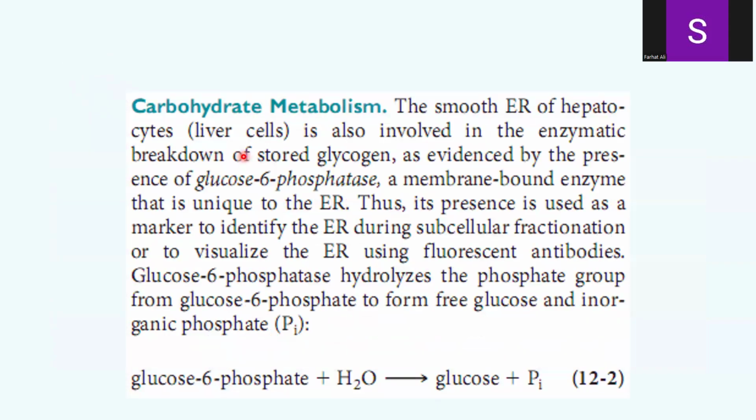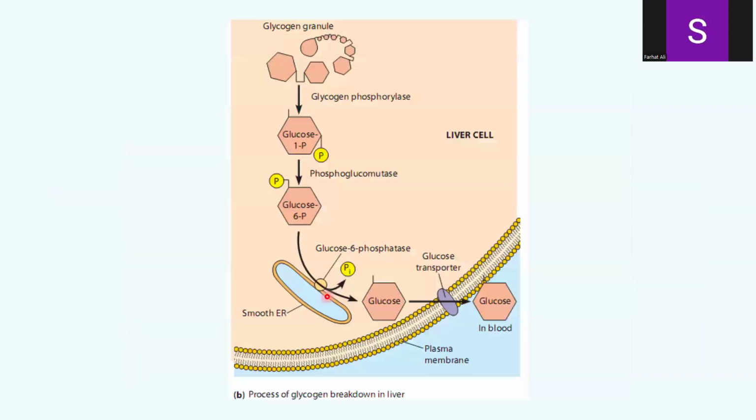Then the ER, the smooth ER, is also important for carbohydrate metabolism. So you see that cells like liver cells store glycogen in them. There's this enzyme called glycogen phosphorylase. The enzyme will phosphorylate glucose and release it. It will break down glycogen and release glucose in the form of glucose 1-phosphate. This will then undergo an isomerization reaction to produce glucose 6-phosphate.